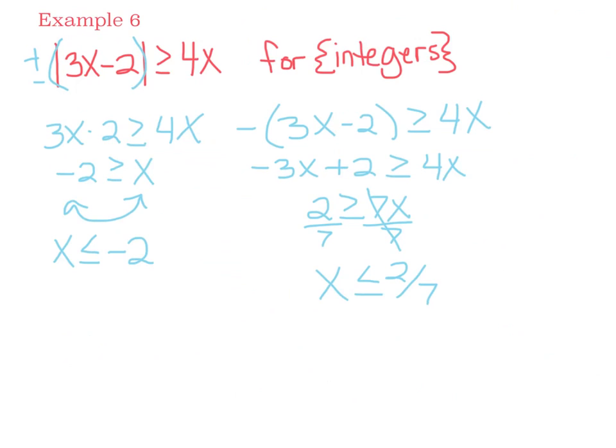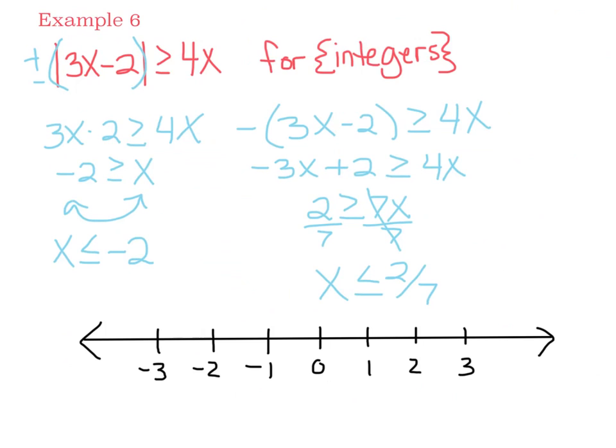And now we need to put that on the number line. All right, so we want x is less than or equal to 2/7. 2/7 is just a little bit more than 0, so somewhere over here. We only want to shade the integers that are less than 2/7. So we're not going to put anything at 2/7. The next lowest integer is 0, so I'm going to put a dot on 0. And then -1 is lower, and then -2. And we're going to shade all the integers on down.